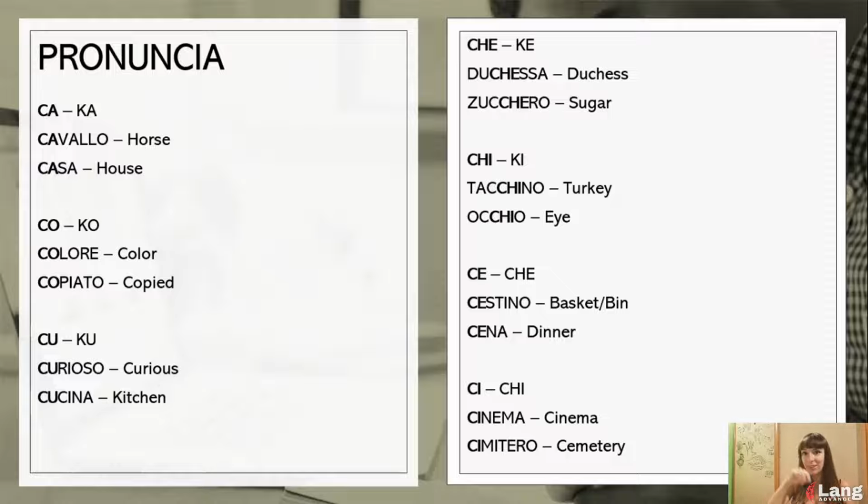The CE and CI will make a CHE or CHI sound like cheers, cheerful, cestino, cena, cinema, cimitero.